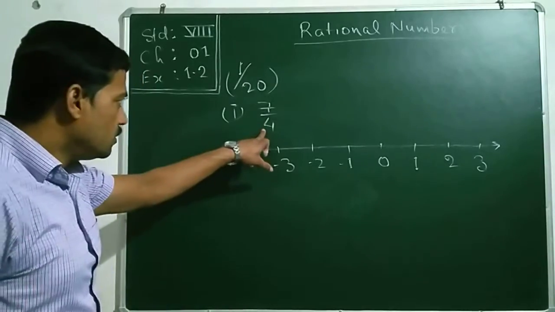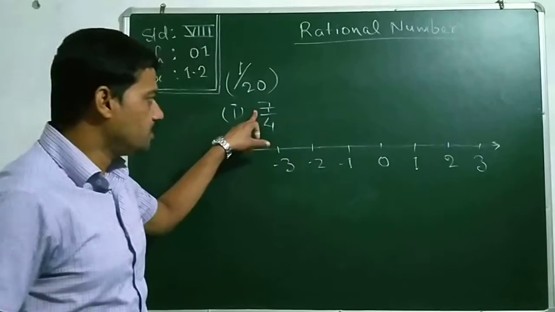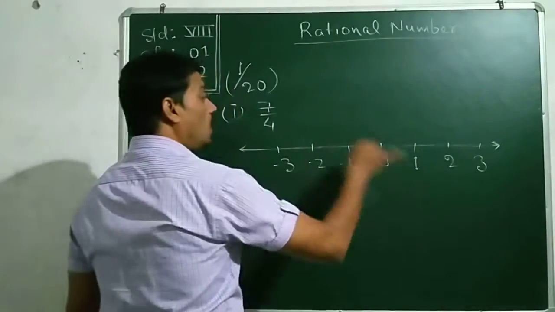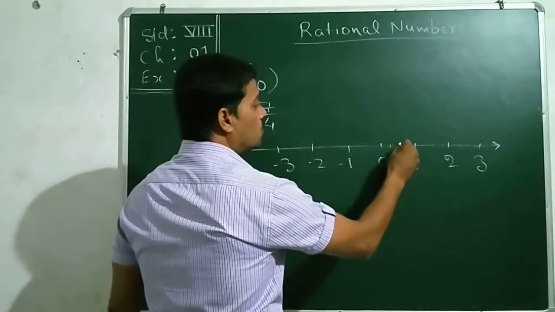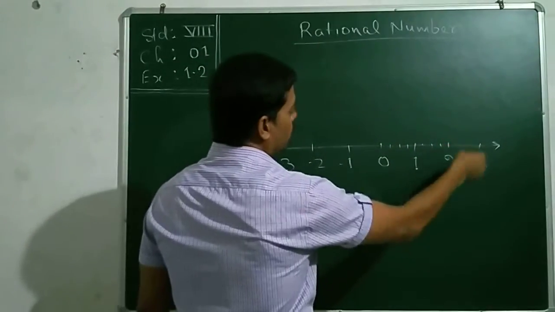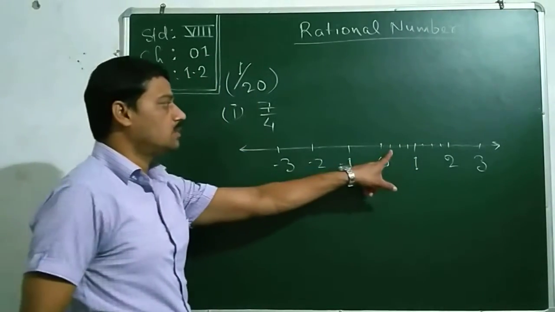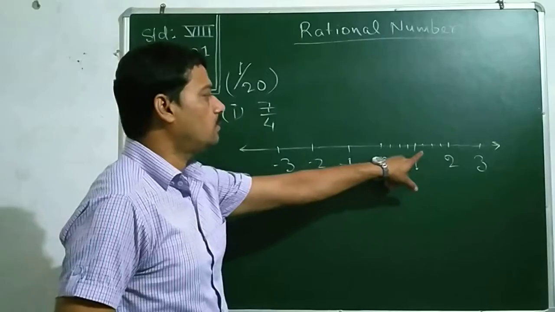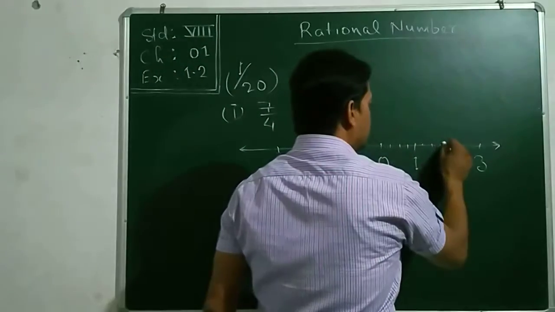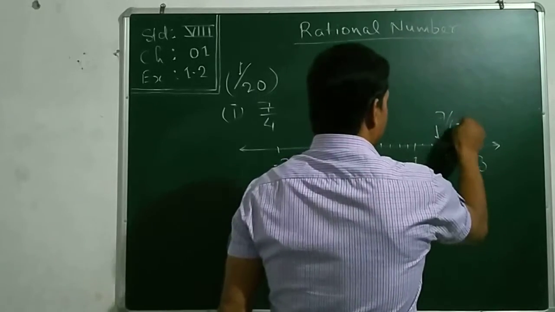As the denominator is 4 and it is a positive rational number, we will move right from the 0 and mark 1, 2, 3, 4. Find out. I think we have got the 7 by 4. This was 1 by 4, 2 by 4, 3 by 4, 4 by 4, 5 by 4, 6 by 4, or 7 by 4. This point is 7 by 4 on the number line.